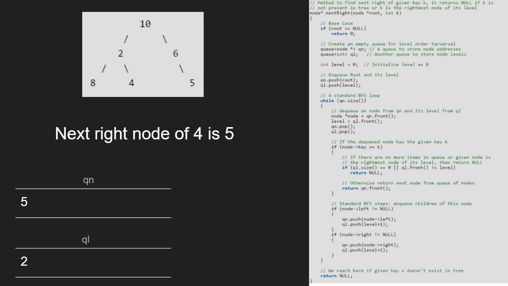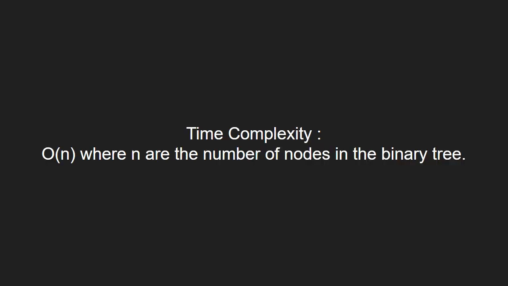Now let us have a look at the time complexity of the program. This code will run in big O of n complexity. Here, n is the number of nodes in our binary tree.